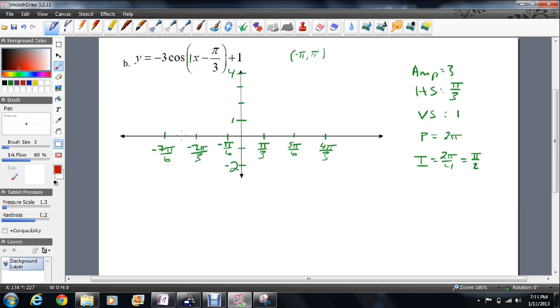Alright, I'm going to circle my starting point just to remind everybody. My center line is at positive 1 this time. And I'm starting either on the center line at my maximum value or my minimum value. But this one says cosine. Cosine always starts at either the max or min, but we're going to start this time at the min because there's a negative symbol here. So we're going to start at the minimum value, which is negative 2.